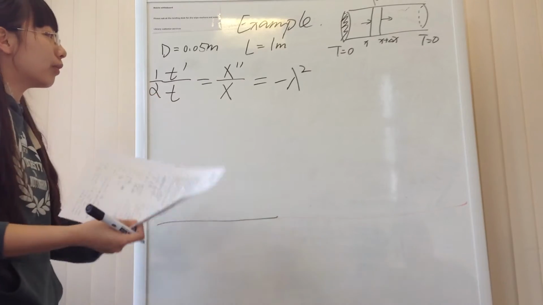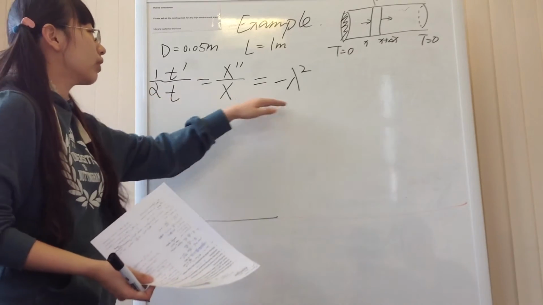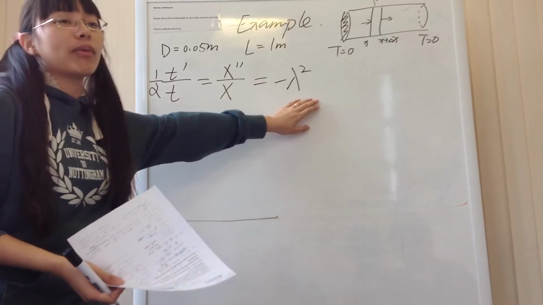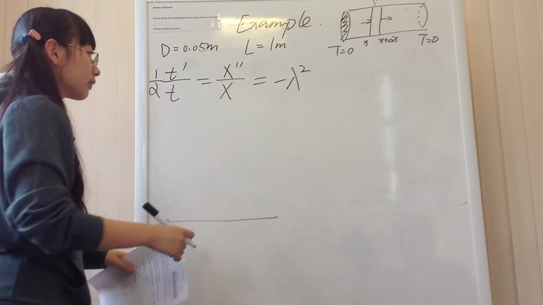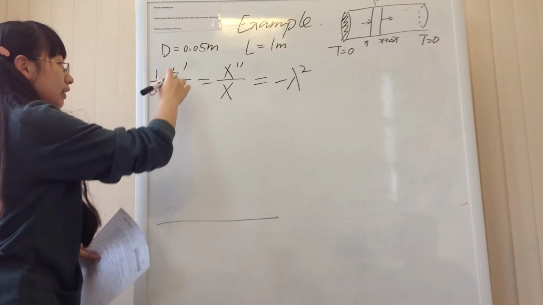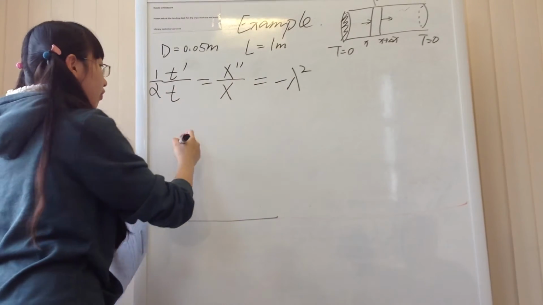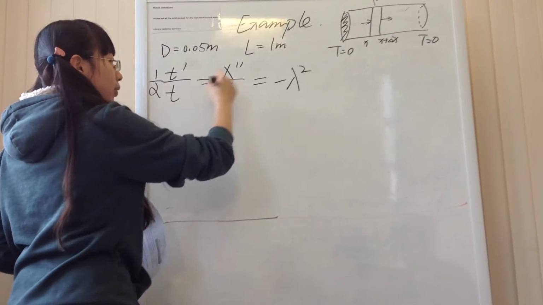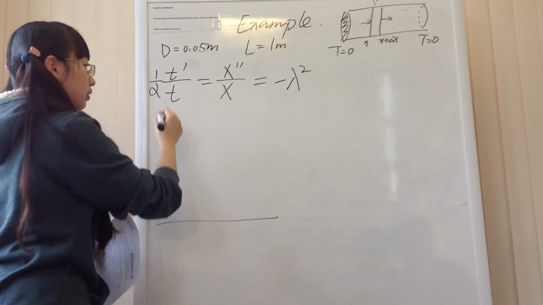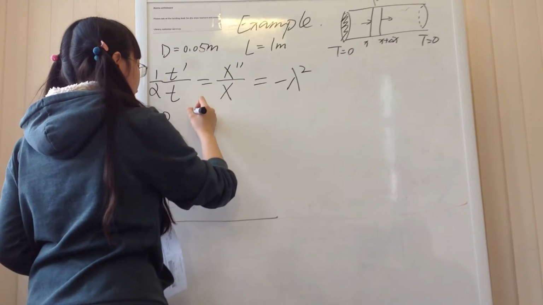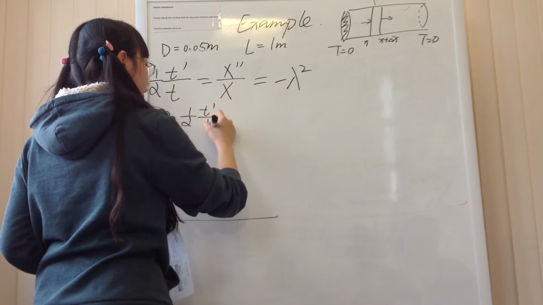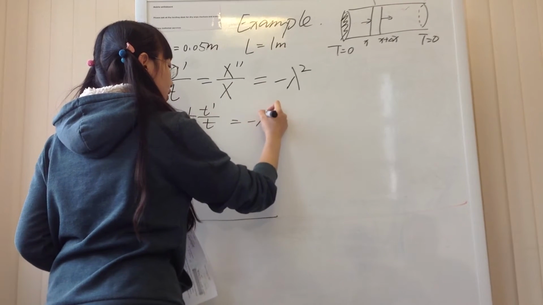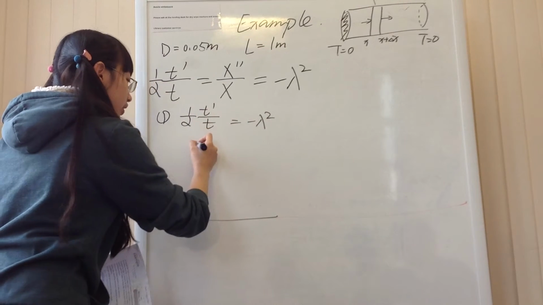For a mathematically or physically realistic solution for this equation, just remember, you will always have a minus lambda squared here. And then it's the same as what we have seen before. First we would like to solve the function of small t, and then we have 1 over alpha times t dash over t equals minus lambda squared. And t dash is dt.